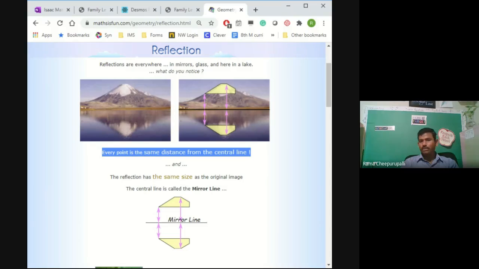You don't need to write everything that I showed you, because I want to explain it to you guys, making more sense out of this. That way you don't forget, and you can apply your knowledge. Every point is the same distance from the central line. That is really important when you look for reflections. If you're done with it, please put done or a thumbs up in the chat box, or show me thumbs up.